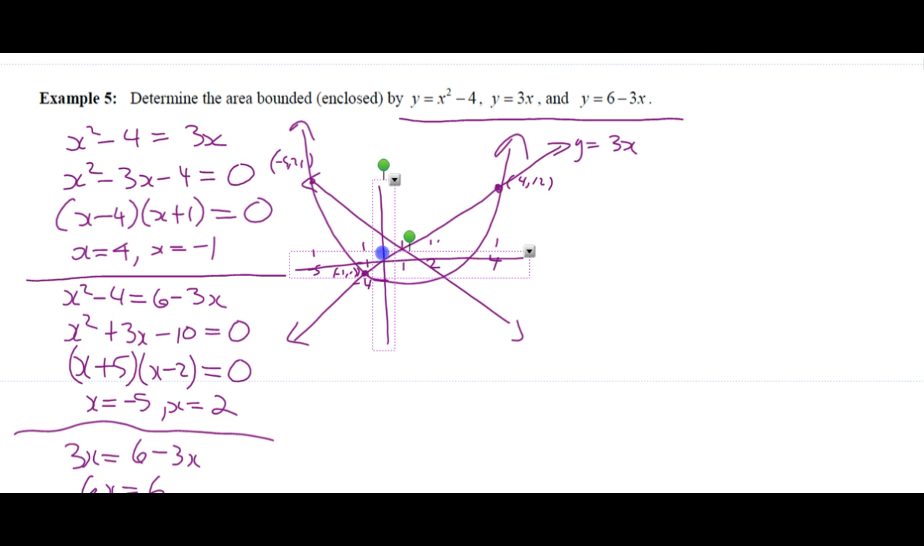Okay. So the idea is that this function is above this to here, and that's where we want to split it out, right? So from negative 5 to positive 2, that's the upper function.